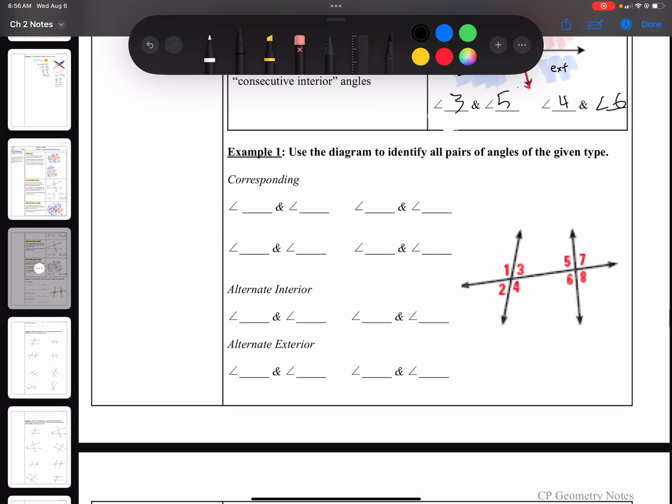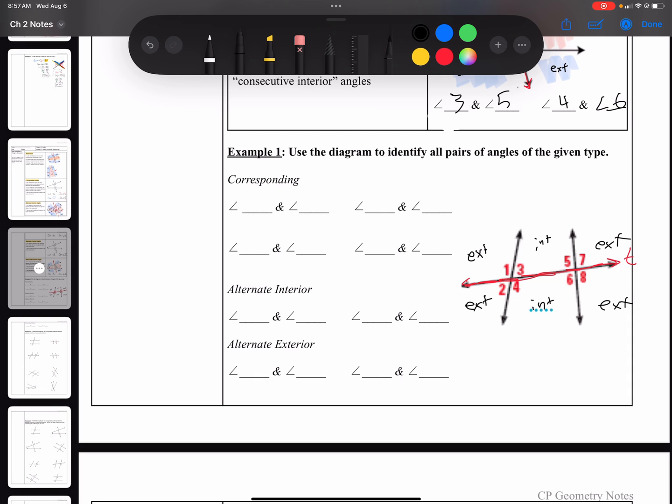Use the diagram to identify all the pairs of angles of the given type. Well, first of all, let's identify where's my transversal line. This is it that I highlighted red. Inside the two lines is the interior, and outside is the exterior.